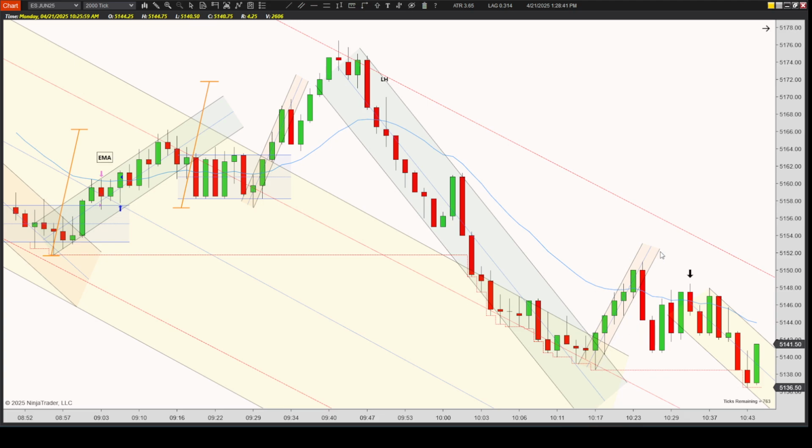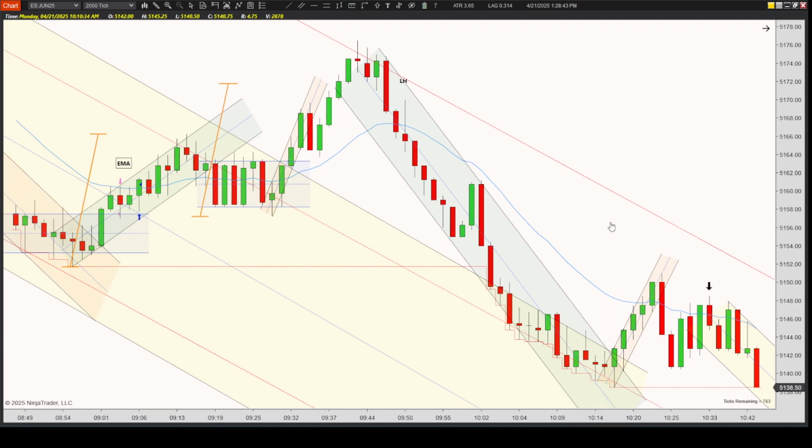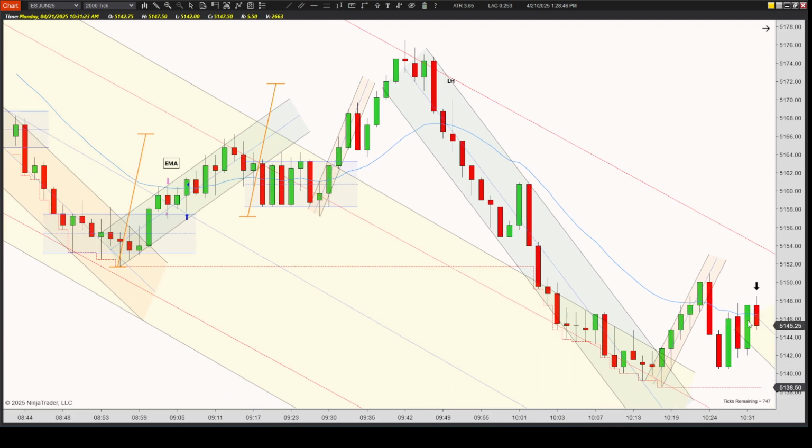It's a first entry short. Technically, there's a second entry short. I saw this in real time. I wasn't fast on it. I wasn't really sure. A little sketchy. It looks like it is a break.